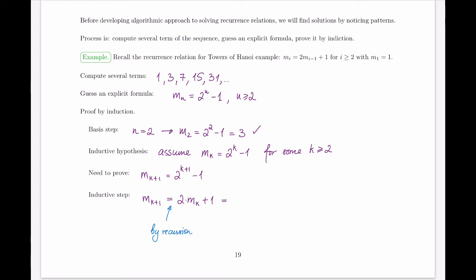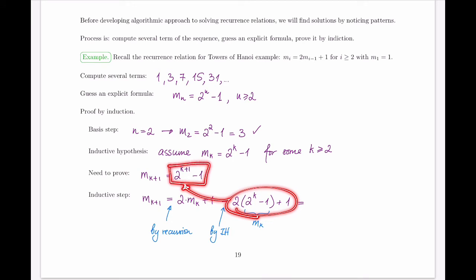Now this is great news because the moment I go from k plus 1 down to k is when the induction kicks in, because I have an inductive hypothesis that tells me something about the kth term of the sequence. And specifically, it tells me that m sub k is 2 to the k minus 1. So I can replace my m sub k with the expression that I have for it using the induction hypothesis. Once I have that, I'm simply going to simplify this right-hand side and see whether or not I arrive at the thing that I'm trying to prove.